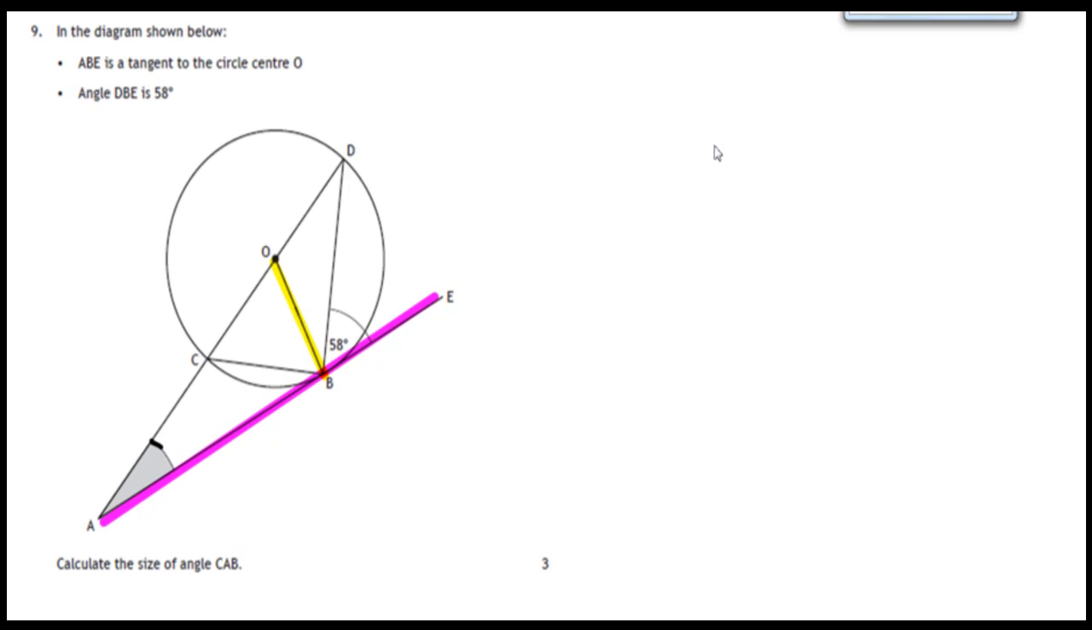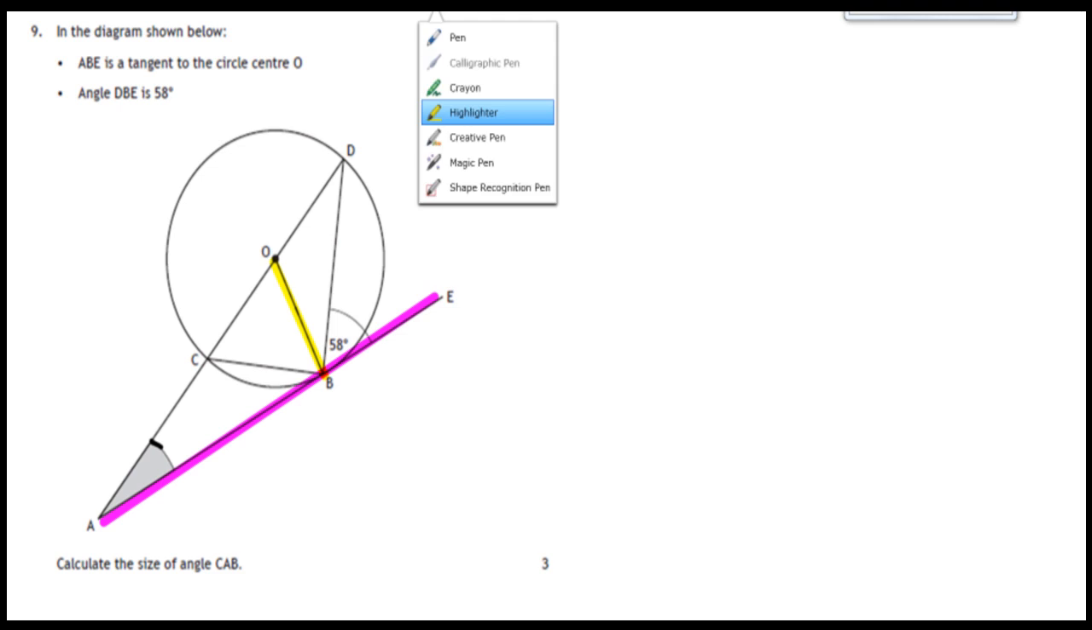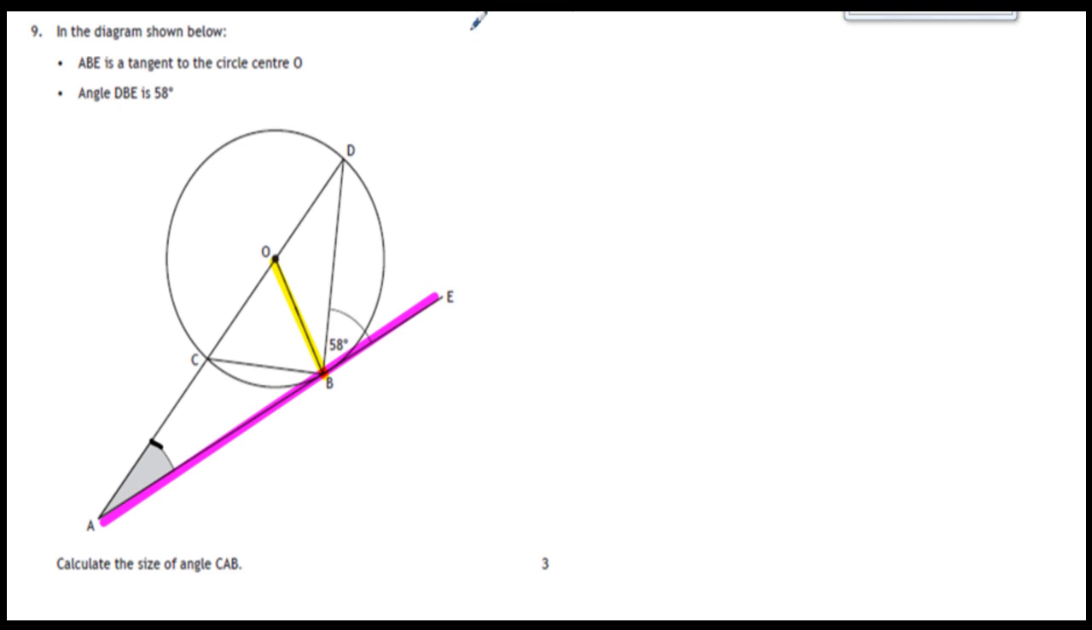In the diagram shown below, ABE is a tangent to the circle centre O, angle DBE is 58 degrees. All that information is on your diagram. Now, there are really important points here. A tangent is a line that meets a circle at one point, and there's your tangent drawn in a pink colour. Now, the important thing here is that a tangent and a radius meet at 90 degrees.